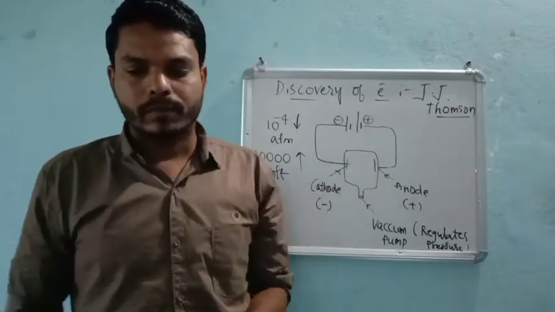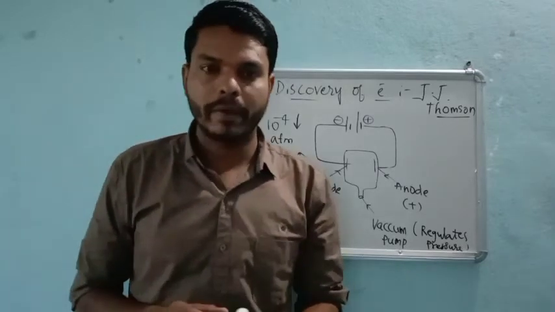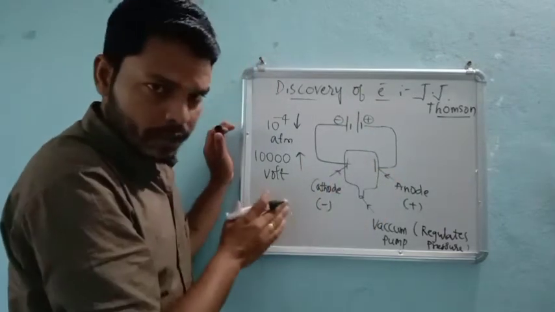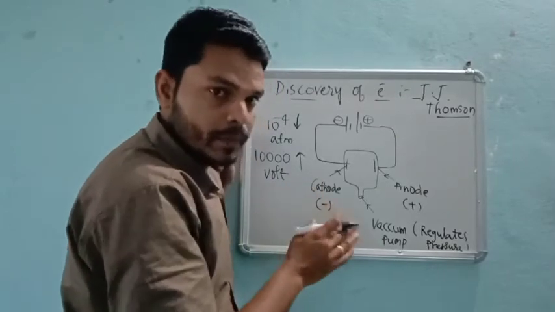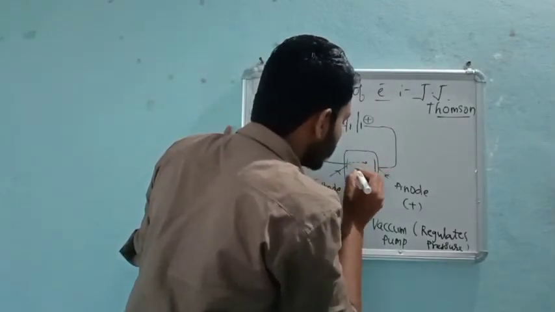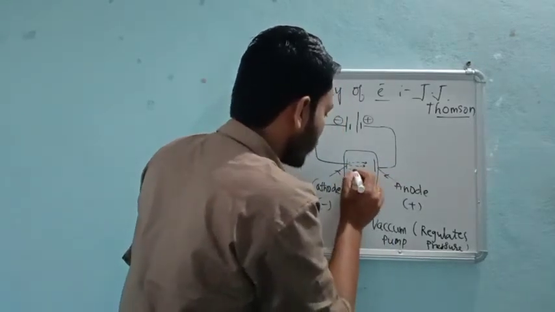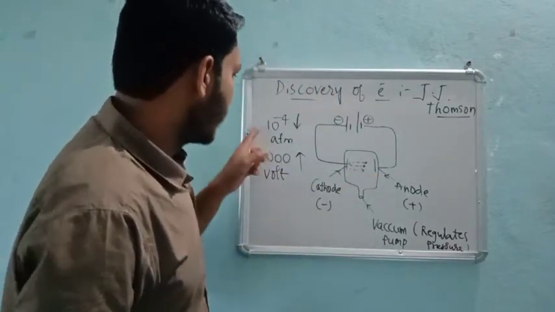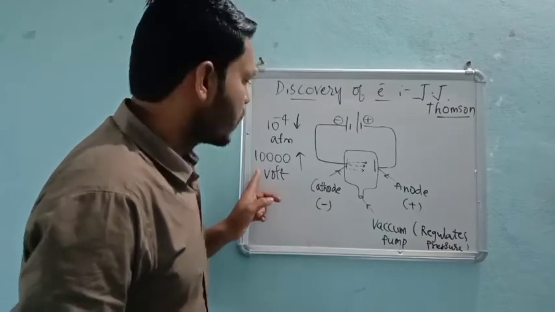And then some invisible rays move from cathode to anode. Very important. After making all the arrangements, what happens? Some invisible rays will move from the cathode towards the anode. See, after decreasing the pressure and increasing the voltage, what is happening?